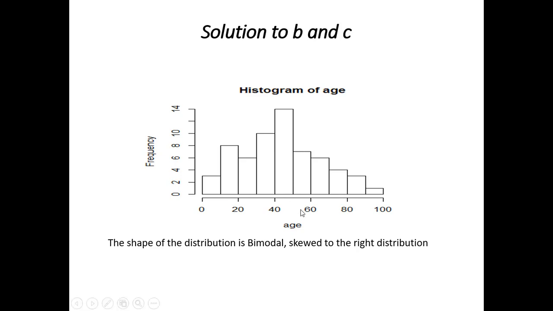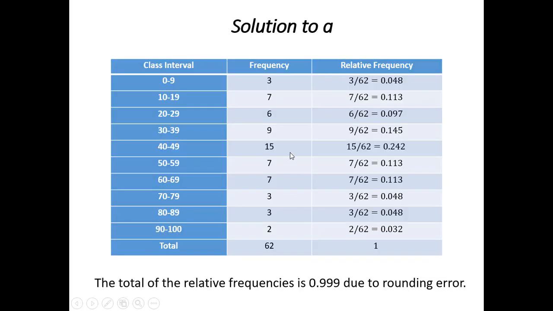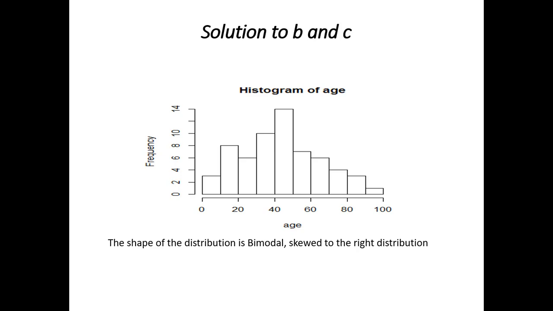So we would continue going through this. Notice that we have the interval from 40 to 49 has the highest frequency by far. You could see over here we have 15, and over here we get a height of about 15 as well. Okay, so that's how we get our histogram.